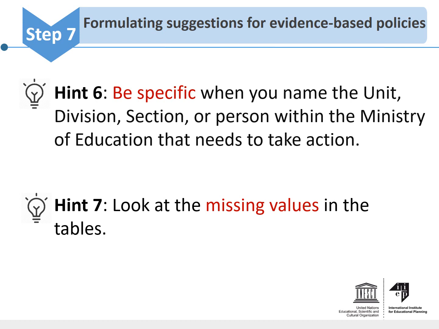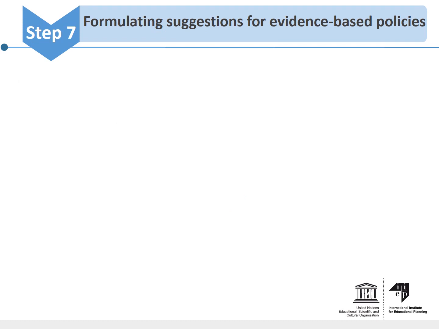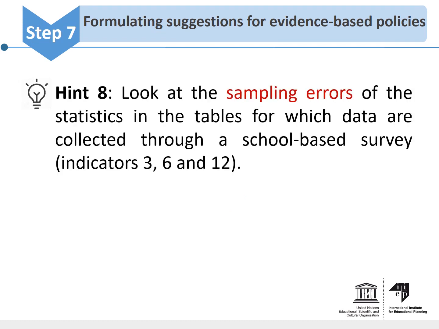Hint 7. Make sure that you look at the missing values in the tables. You cannot claim that the results from some schools can provide the picture for all schools in the country. Hint 8. Make sure that you look at the sampling errors of the statistics in the tables for which data are collected through a school-based survey for indicators 3, 6, and 12. You cannot claim that there are major differences among regions if these differences are small compared to the sampling errors in the country.